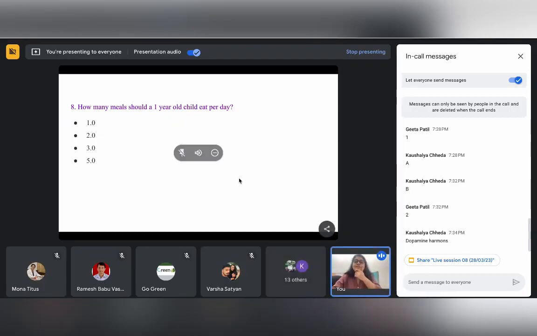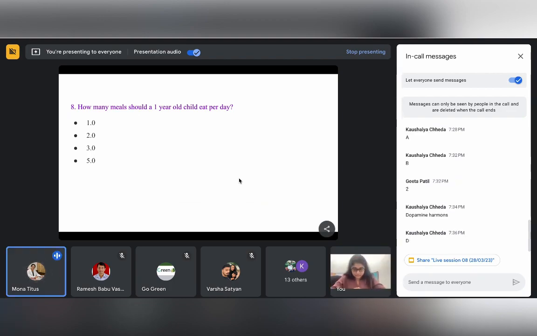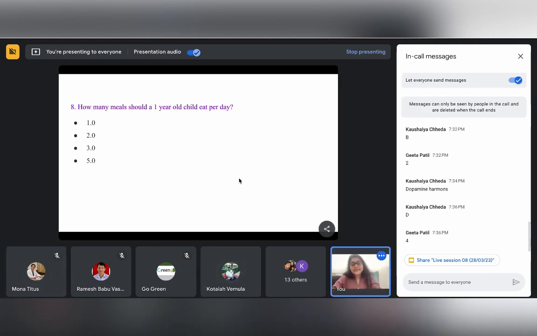How many meals should a 1-year-old child eat per day? We have discussed this in the last session. Option 4, 5 meals a day. Right. 5 meals a day, ma'am. 5 meals a day, correct.